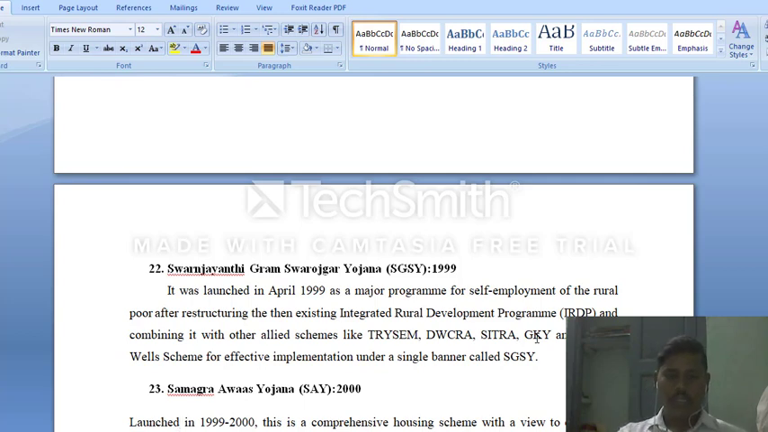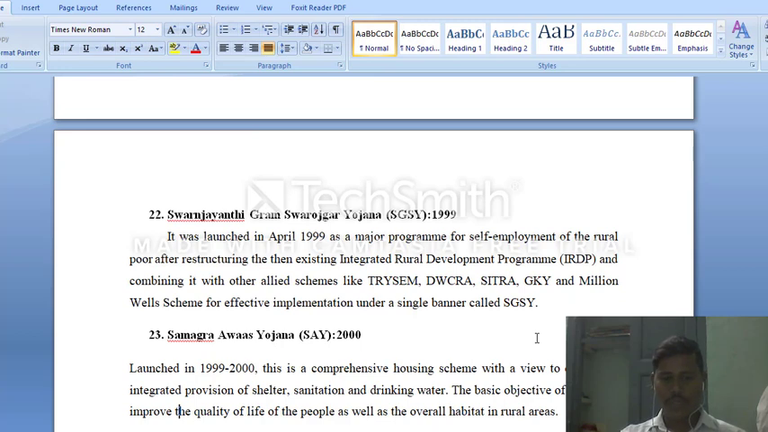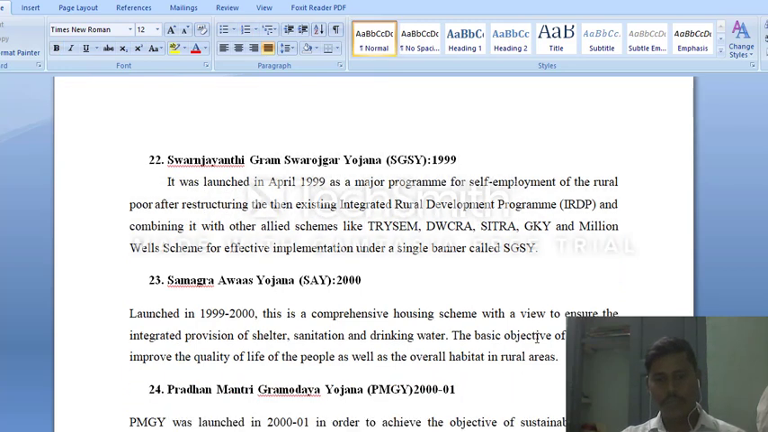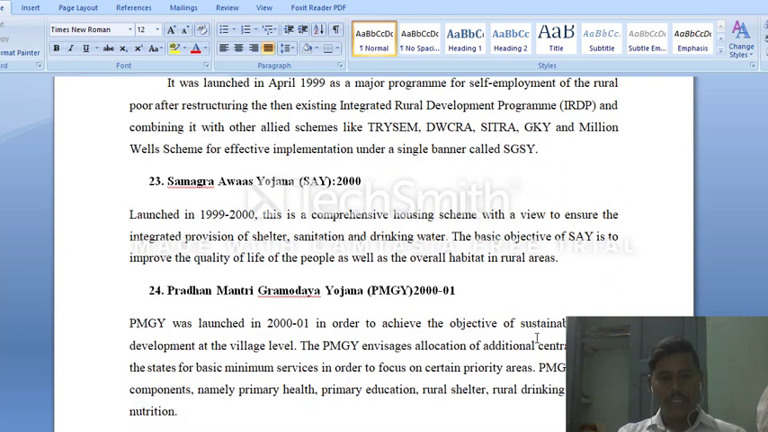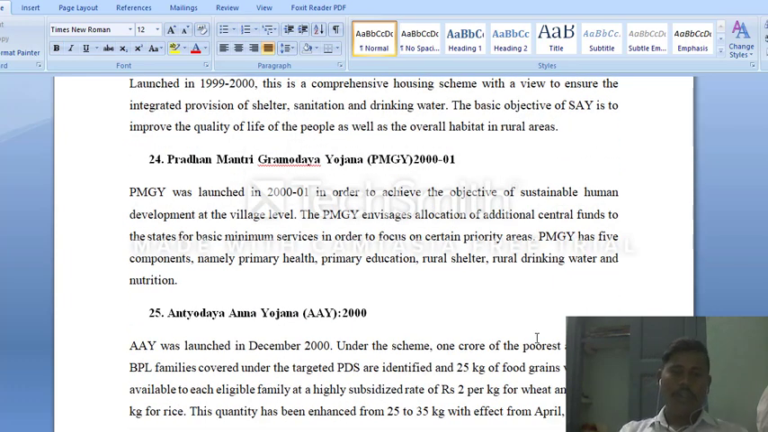In 2000, the Samagra Awas Yojana was launched. This is a comprehensive housing scheme with a view to ensure the integrated provision of shelter, sanitation and drinking water. The basic objective of Samagra Awas Yojana is to improve the quality of life of the people as well as the overall habitat in rural areas. The Pradhan Mantri Gramodaya Yojana was launched in 2000-2001 in order to achieve the objective of sustainable human development at the village level. In 2000, Antyodaya Anna Yojana was launched.